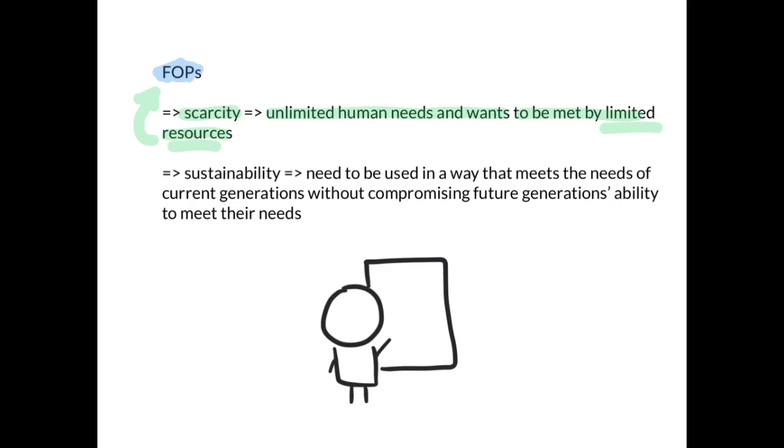Factors of production also ties in with the concept of sustainability, right? Factors of production need to be used in a way that meets the needs of the current generations without compromising future generations' ability to meet their needs. So economists try to study how factors of production and resources can be used sustainably, to meet and satisfy the needs and wants of the current generation, while also allowing future generations to meet their own needs.